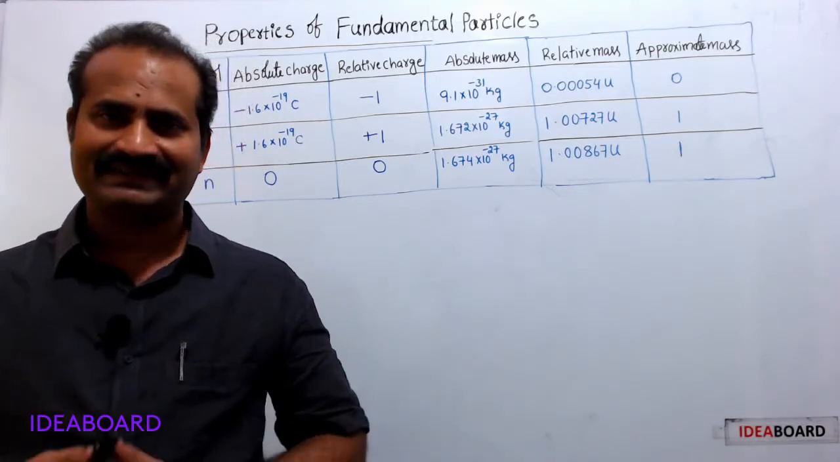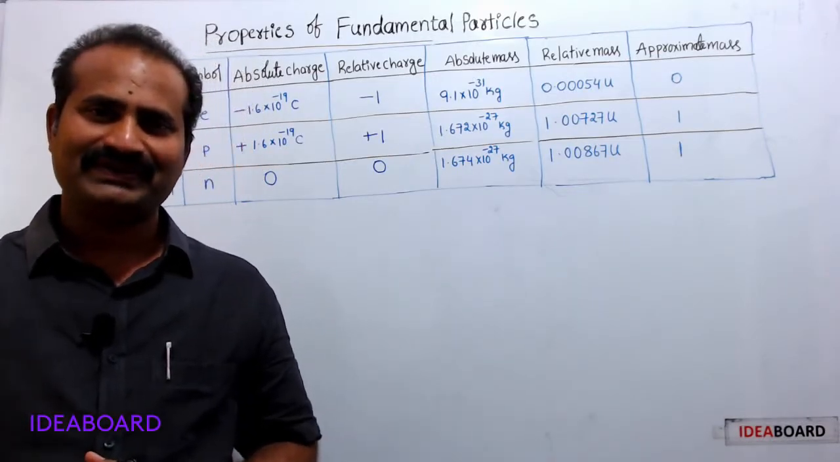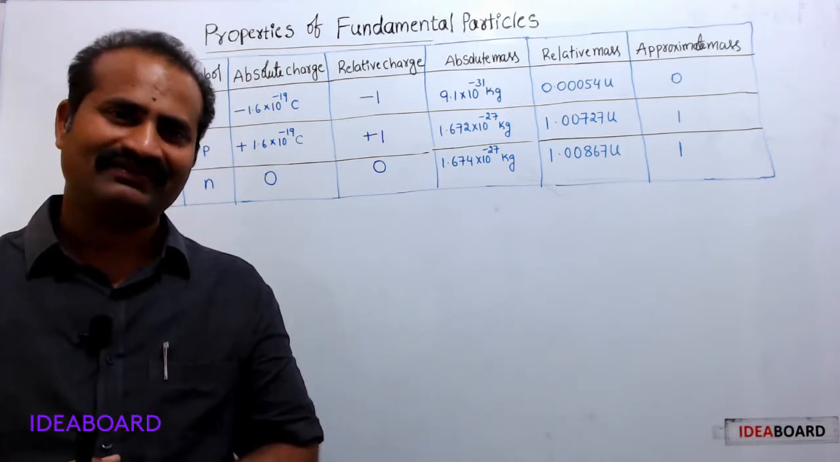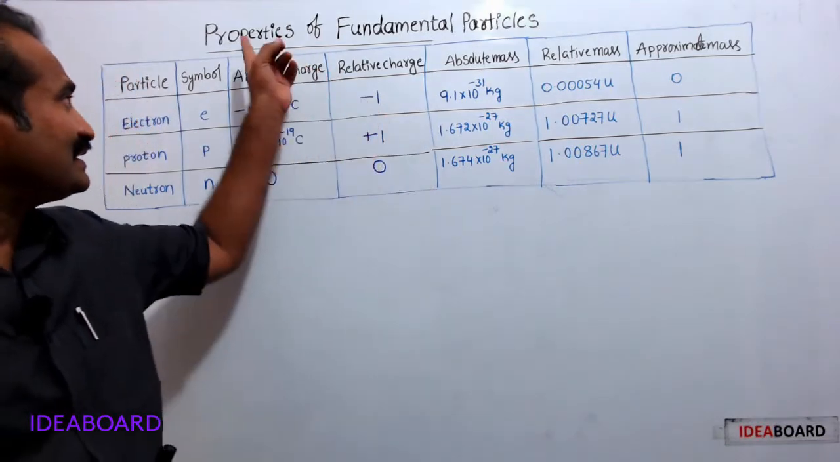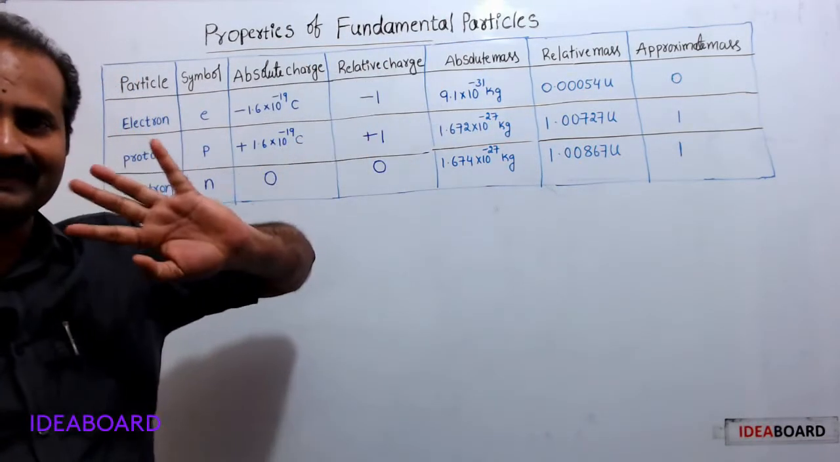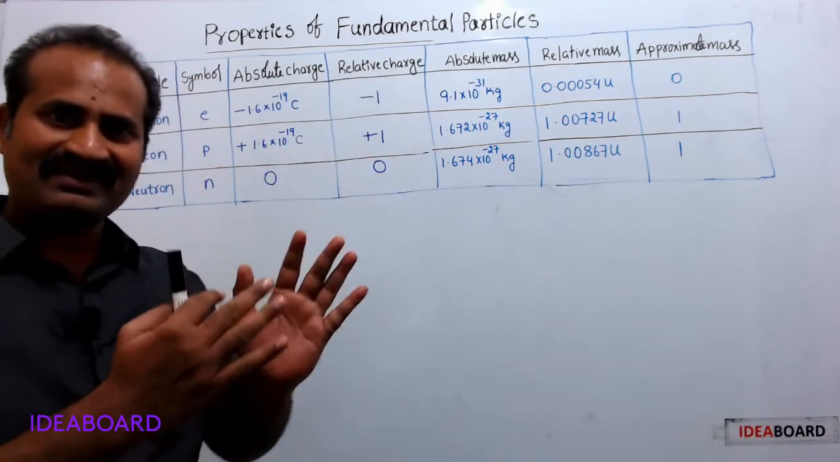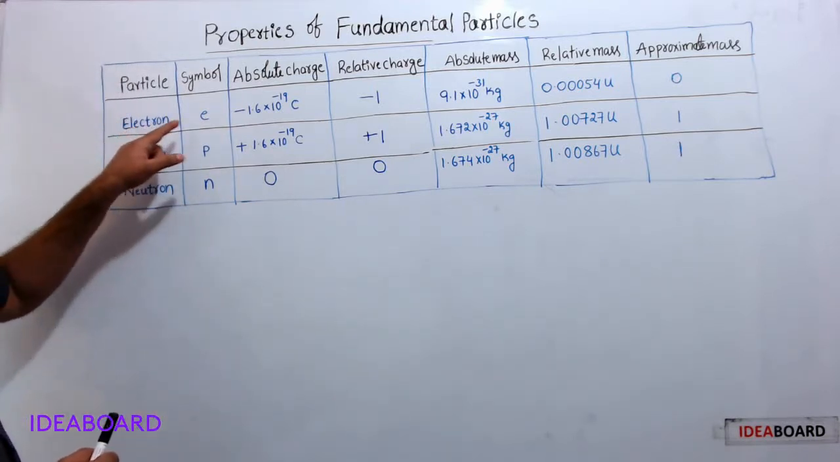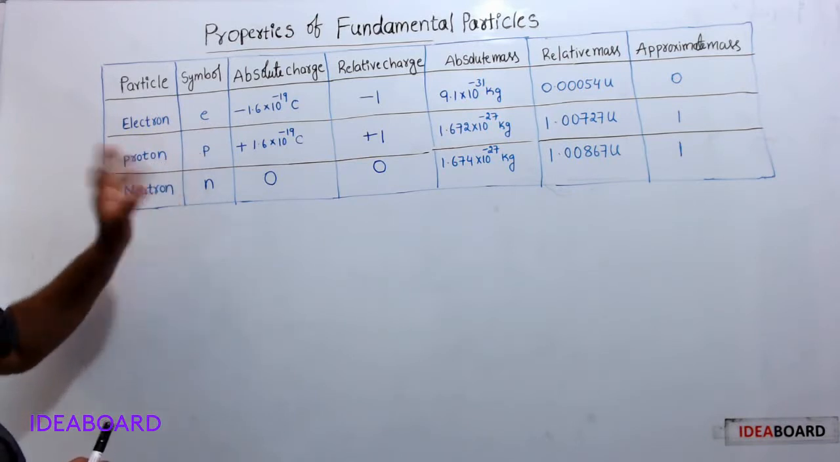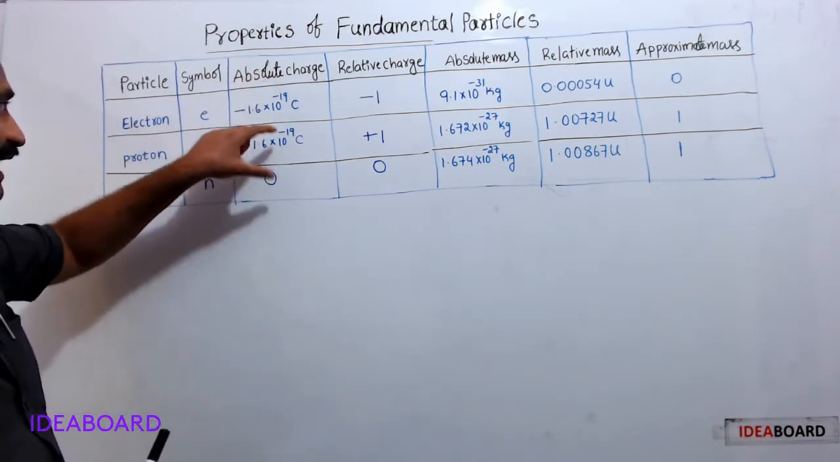Hello students. In our previous videos, we discussed the discovery of the electron, proton and neutron. Right now, we'll discuss the properties of fundamental particles, especially the charge and mass of the electron, proton and neutron. See, electron symbol e, proton p, neutron n, and absolute charge, actual charge.